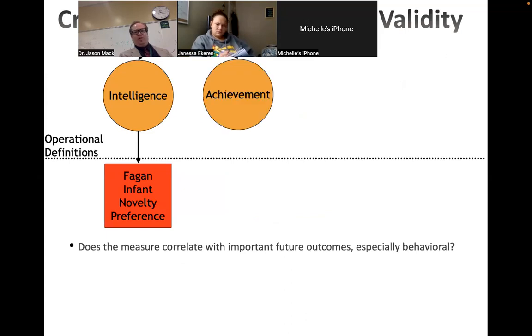Does a measure correlate with future outcomes? This is criterion validity, or predictive validity. So if you're really intelligent, are you going to do well in college? Like we're trying to predict something now. We're saying we measure your intelligence here. How are you going to perform with your intelligence over here in school? That's your criterion validity. So let's walk through criterion validity a little bit more with a visual.